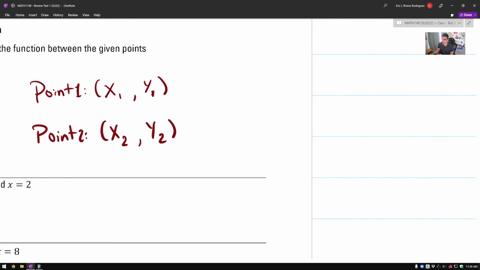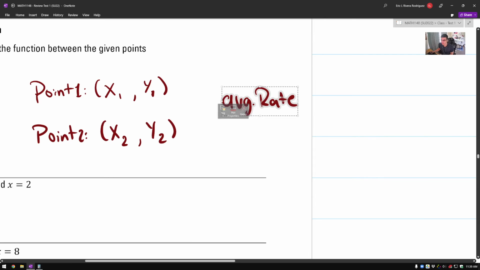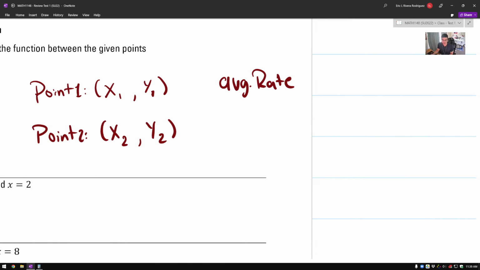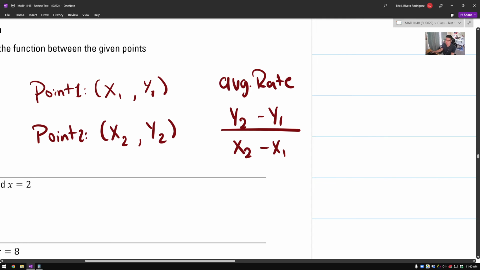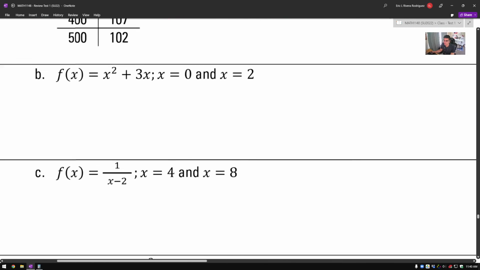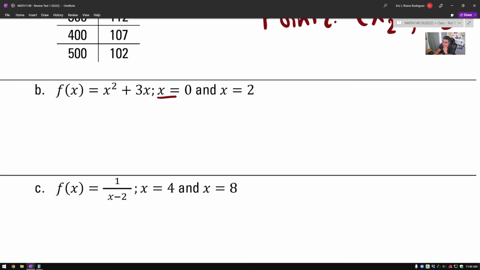And the formula is going to be the average rate. You will see that it is like taking the slope of a line. With 2 points, we subtract the y values and we divide all that by the difference between the x values, from point 2 to point 1. So we do that subtraction: second point minus point number 1. In B, the only thing that I'm giving to you is the x values.